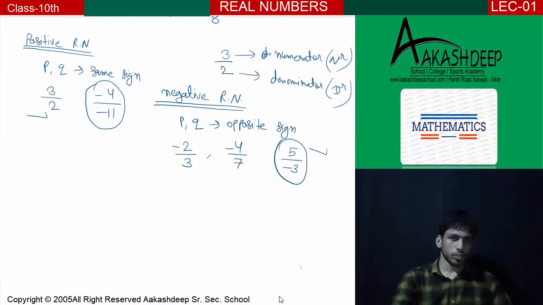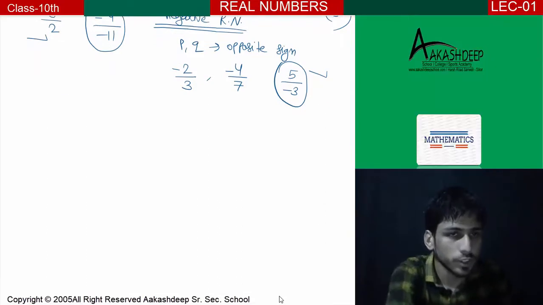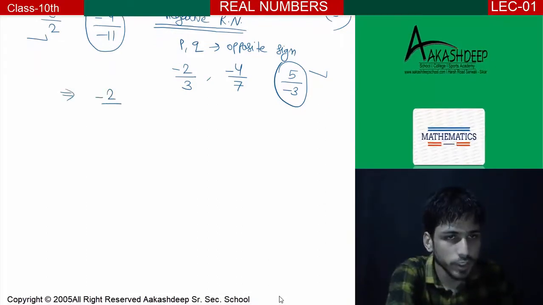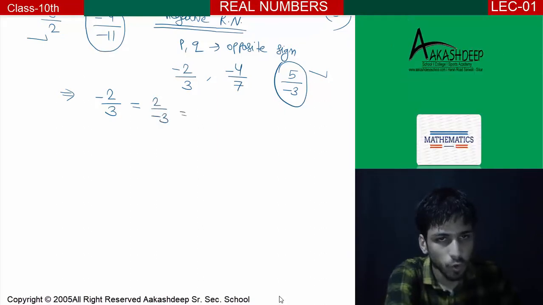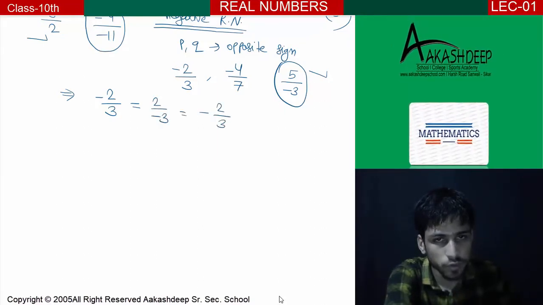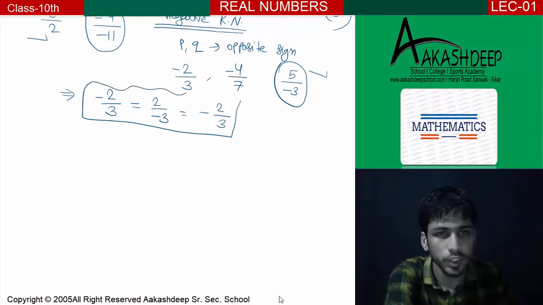Okay. So here one more thing we have to see is, let's say I am given minus 2 by 3. Minus 2 by 3 can be written as 2 by minus 3, or we can write it as minus of 2 by 3. All are equivalent. Okay.